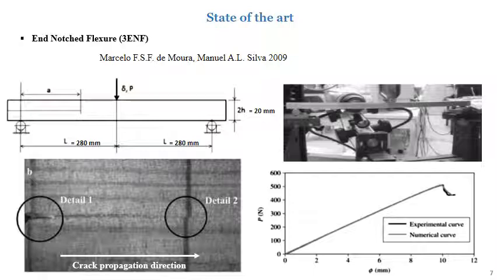This test appears to be easy to apply, but it presents many difficulties when analyzing the results. Crack tracking is impossible without high-tech means, and crack propagation is unstable for values of a greater than 0.7 L. This presents an inconvenience related to the nature of the test. Several researchers have adopted this prototype in their studies. MFSF de Moura et al. used this prototype to calculate the G2C using wood from the Pinus pinaster.